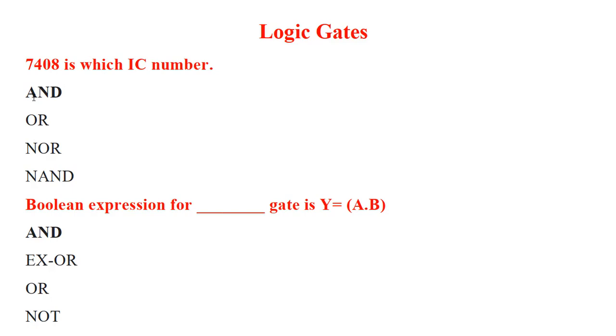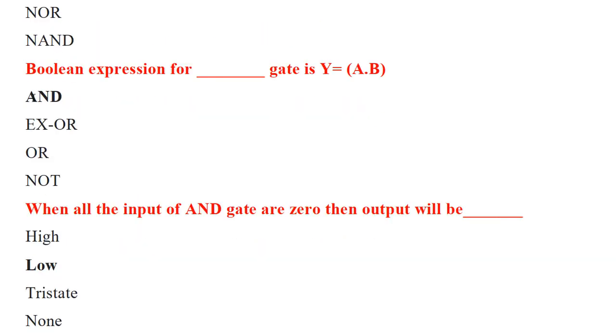Correct. Second question. A Boolean expression for dash gate is y equal to a into b. So Boolean expression is the same as the output equation. So y equal to a dot b. Dot is an AND operation, so this is nothing but an AND. So the option is again option A, that is AND operation.